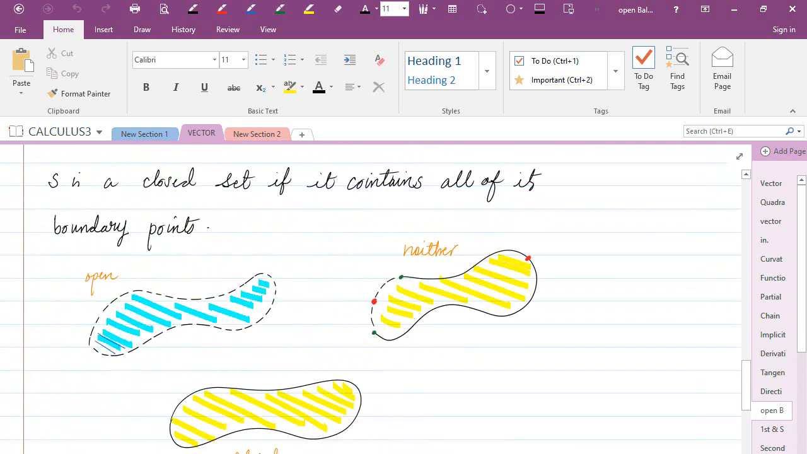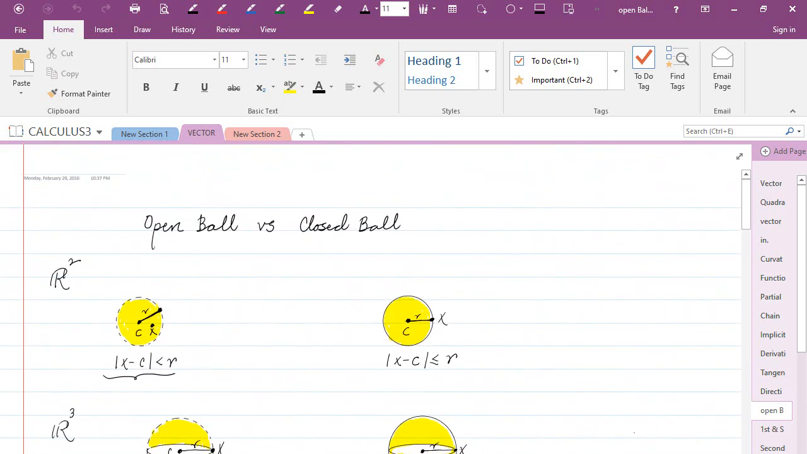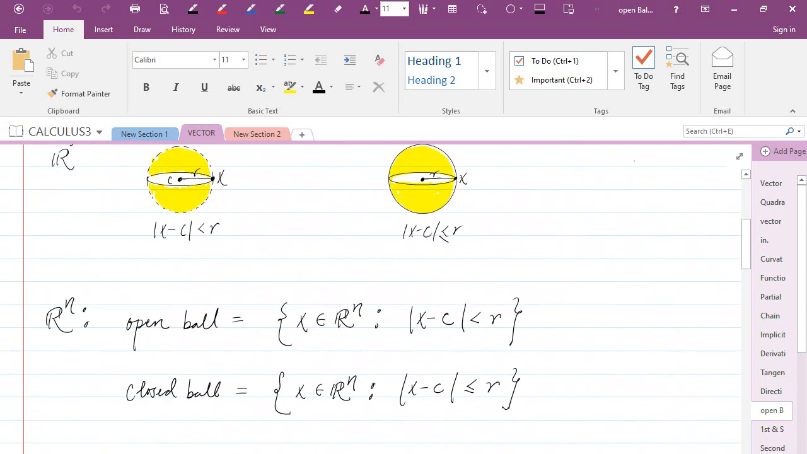Okay, so that's all I need at this point on these topological ideas. And in some of the statements, I'm going to use these words.